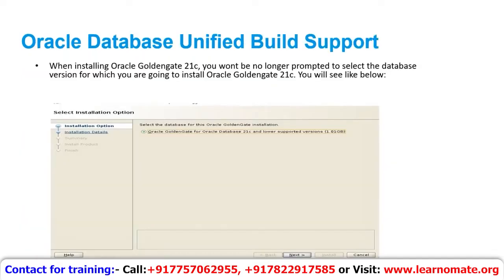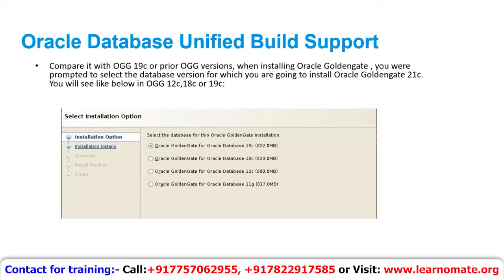So this is the feature which we discussed, Oracle database unified build support. Compare it with Oracle GoldenGate 19C or prior OGG versions, where when installing GoldenGate, you were prompted to select the database version for which you are going to install Oracle GoldenGate 21C.